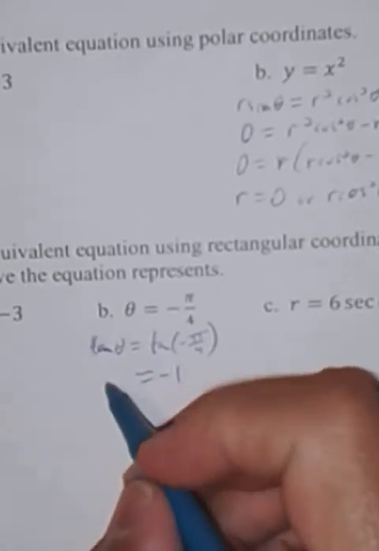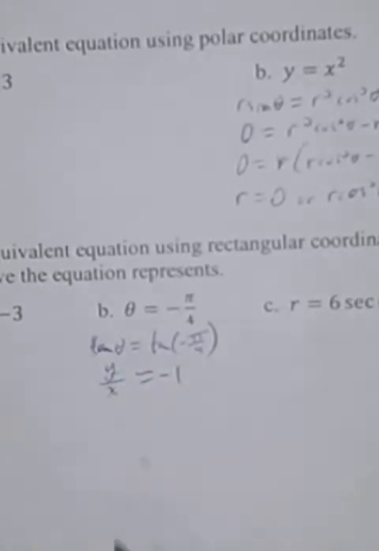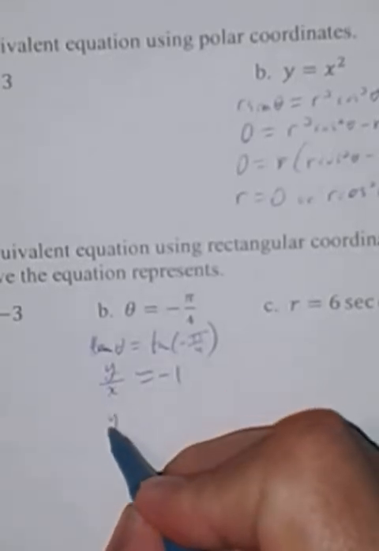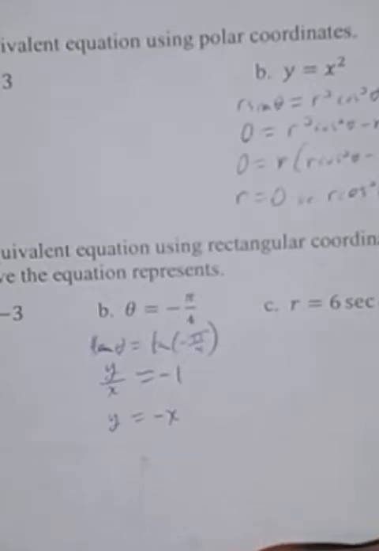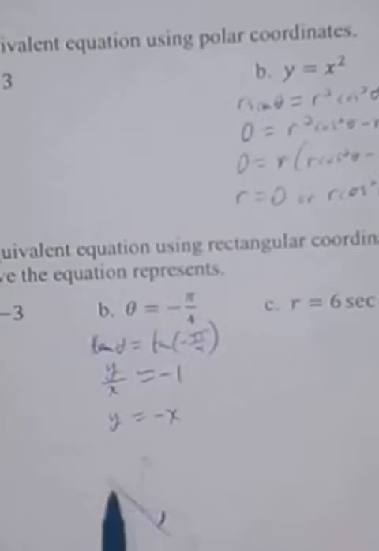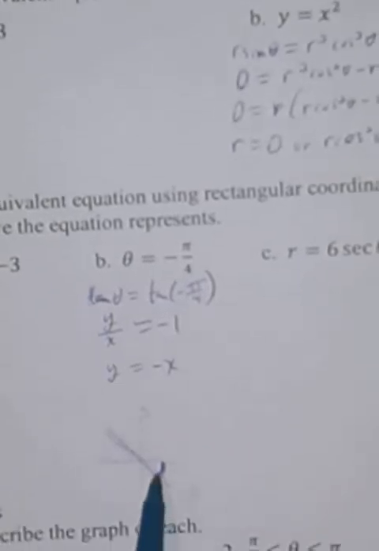Tangent theta is y over x. You guys remember that? Y over x. And so if I solve for y, I get y equals negative x, which is the line with y-intercept 0 and slope negative 1, right? Which means it's going this way. And if you'll notice, theta here is negative pi over 4, and I can cover all these points with that theta by going through different values of r, all the different values of r, and using this theta, I can form that line.